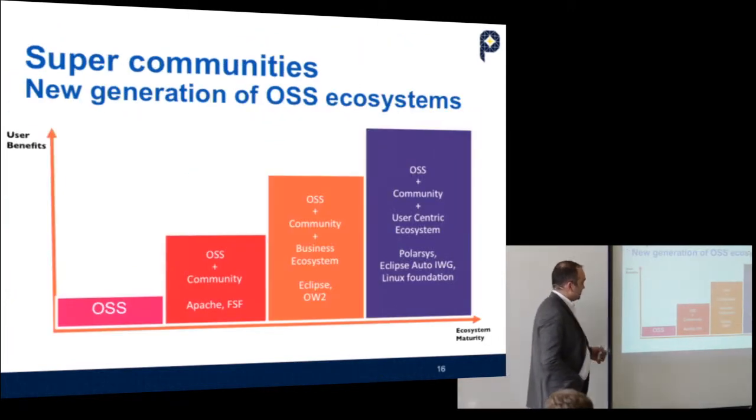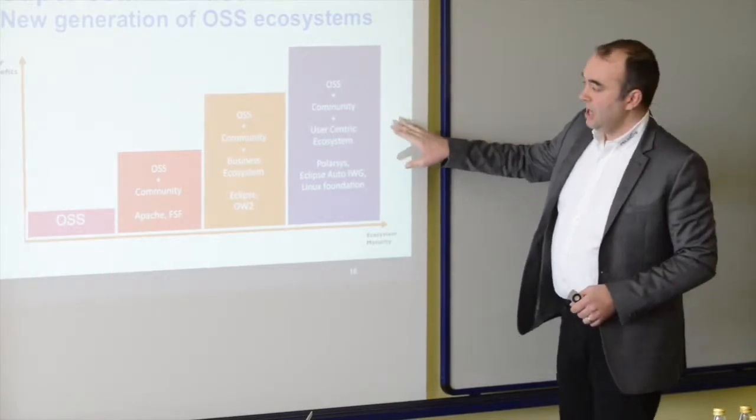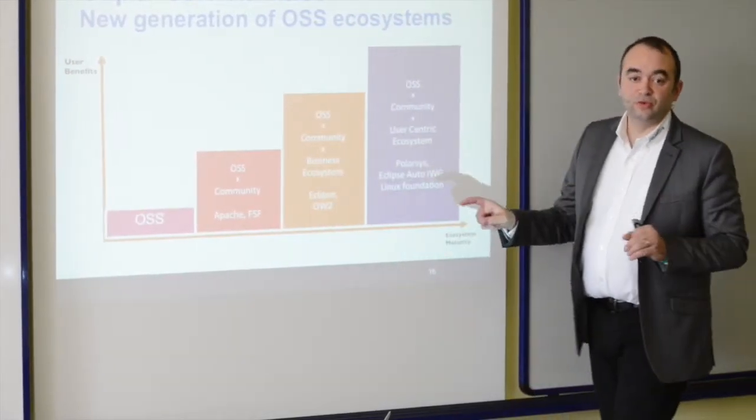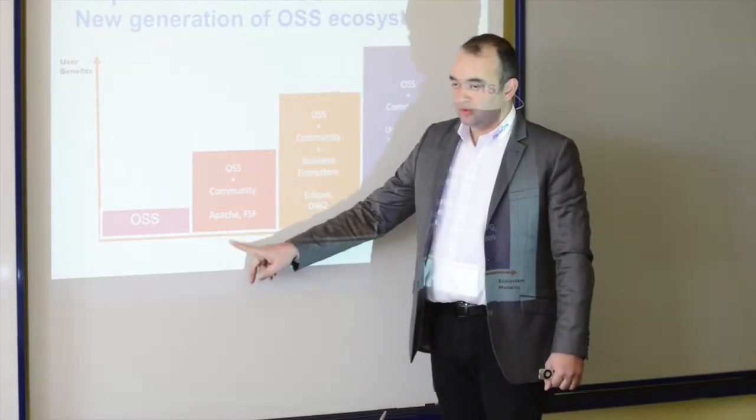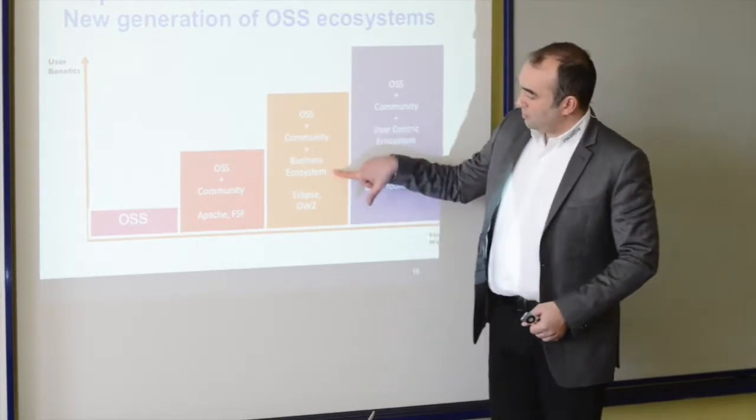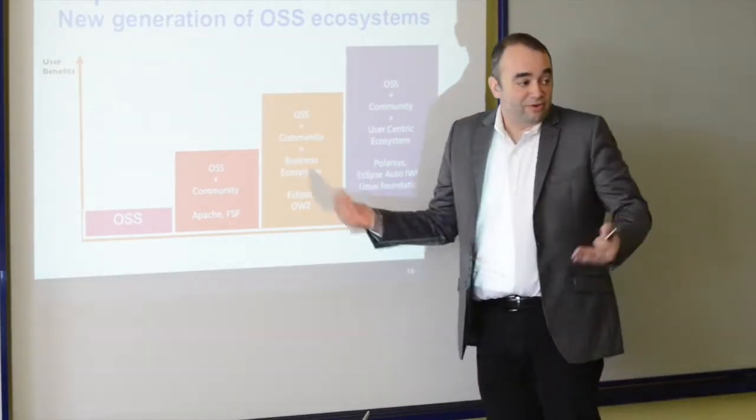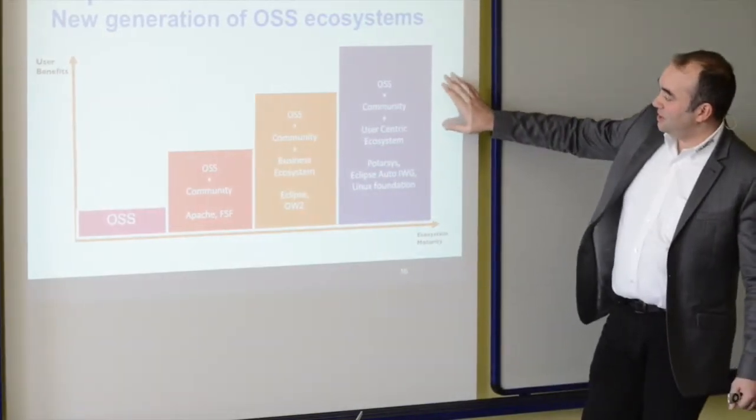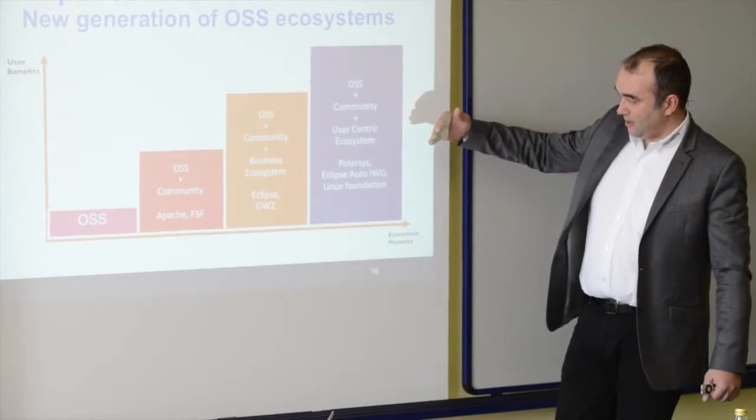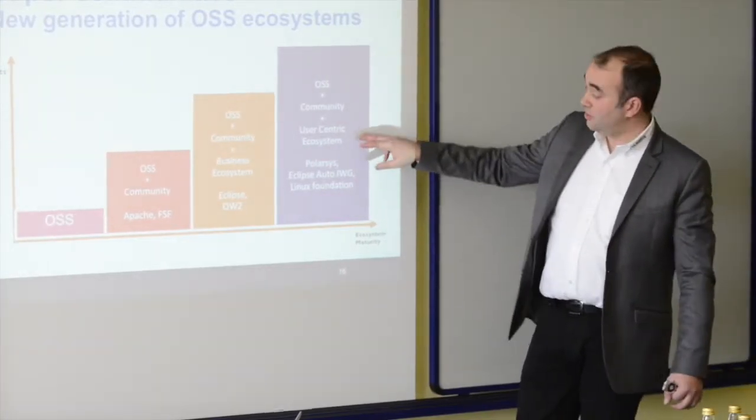This slide is also important. Here we have the concept of super communities, and PolarSys is a typical super community. At the beginning you had open source by hackers, then open source with communities, with individual-driven communities like Apache or the Free Software Foundation, where people contribute on their own, not for their company. Then open source with business ecosystems like the Eclipse Foundation, where the members are companies, even if the committers are developers. And what we create with PolarSys is a user-driven ecosystem, and such a user-driven ecosystem adds another level of governance in the open source ecosystem, because you have the users.